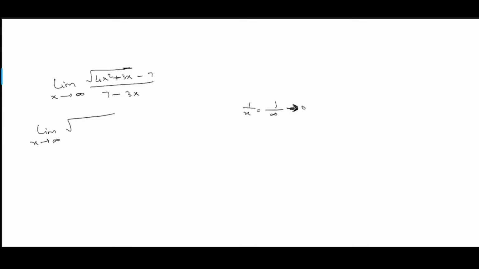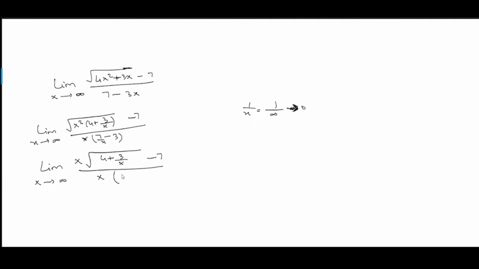I'll take the x squared common in here. So what I would have is 4 plus 3 by x minus 7. And here I'm going to take x common, 7 by x minus 3. And the next step would be this is going to come out of the square root. This is going to be 4 plus 3 by x minus 7 by x multiplied by 7 by x minus 3.